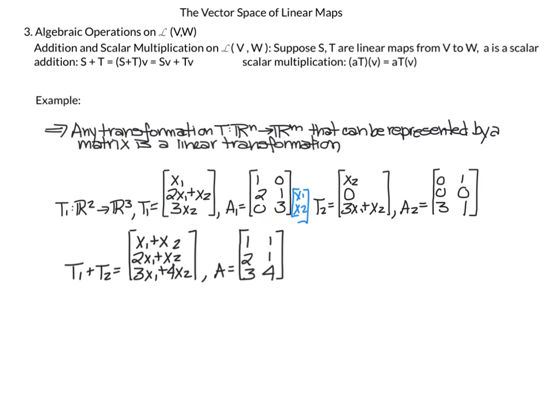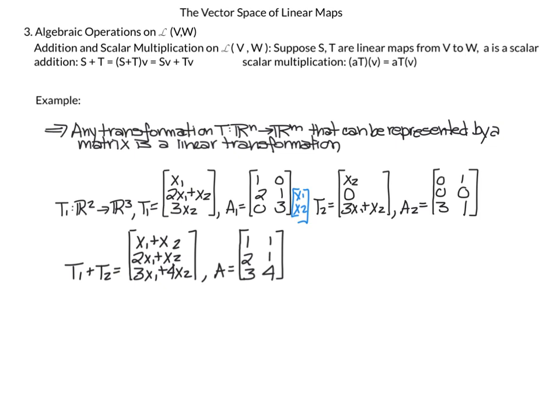Also, you can just notice that the entries of A1 are just the coefficients in front of x1 and x2 in each row. So the coefficient of x1 is 1, the coefficient of x2 is 0, the coefficients in the next row are 2 and 1, and then the coefficient of x1 is 0, and the coefficient of x2 is 3.